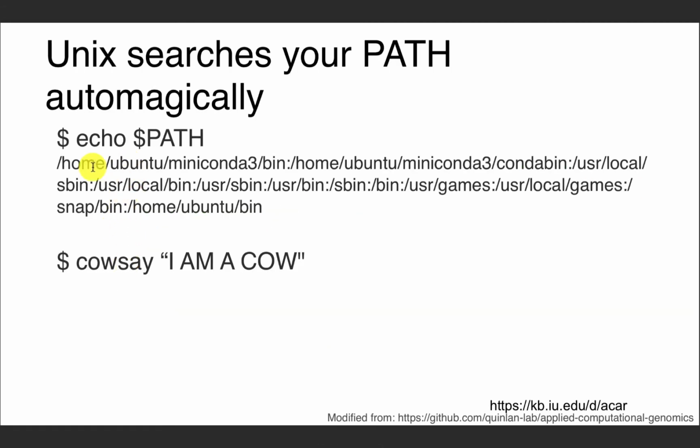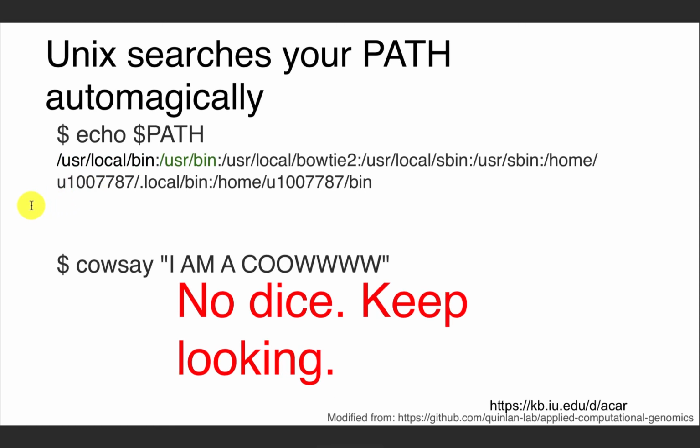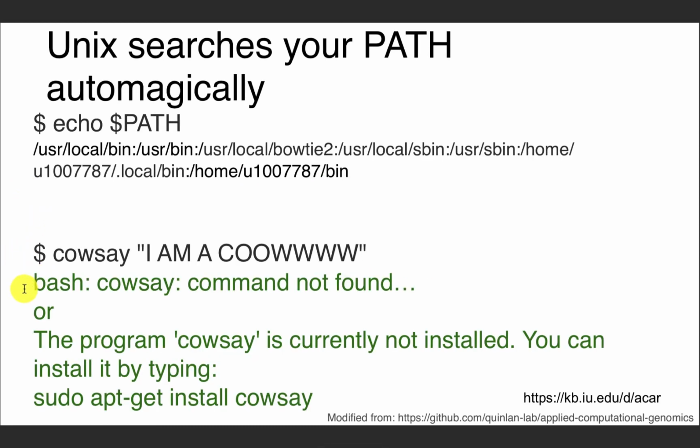So let's use this path as an example. If you were to execute the command cowsay and say, I am a cow, what's going to happen? I'm guessing on your computer and my computer currently, it's not going to find anything because it's going to look in this first folder. There's no cowsay in there. The second folder, no cowsay. All the way through, no cowsay. And so it's going to kick back to you, and maybe you've seen this before if you haven't installed something or you mistyped a command: bash, cowsay, command not found. Or it might say cowsay not currently installed. You can install it by typing sudo apt-get install cowsay.